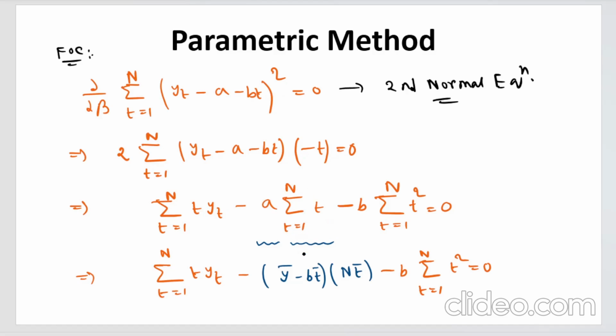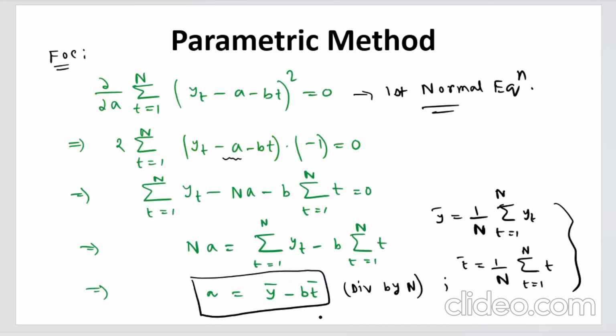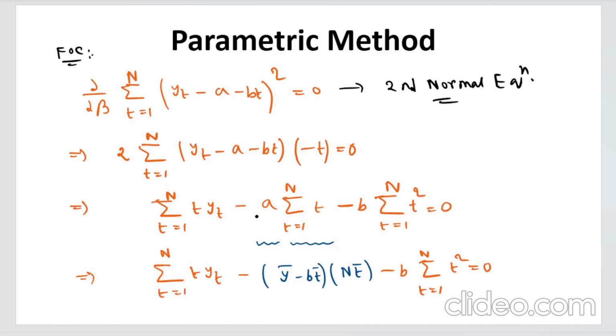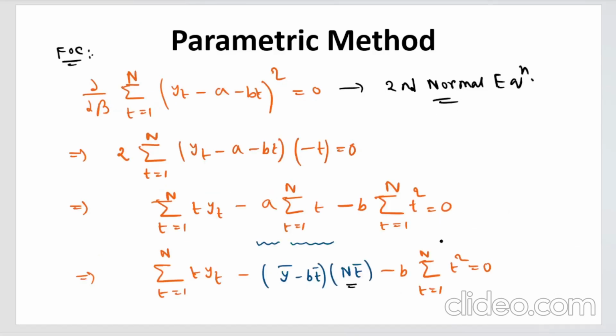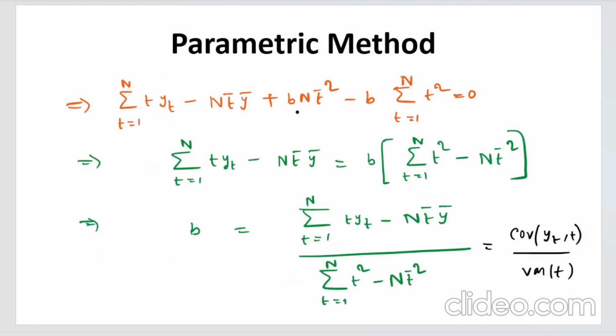Now here you have to substitute something. The value of a we have already found out here, that is y bar minus b t bar. So you have to substitute here y bar minus b t bar, and for this summation you can replace n t bar. So let's see this expression. t bar is 1 upon n summation t from 1 to n t. So this is n t bar, right? You are multiplying this with this, so this is n t bar, and everything else is as it is. Now if you simplify further, you will reach this expression, where in the numerator you have this, in the denominator you have this.